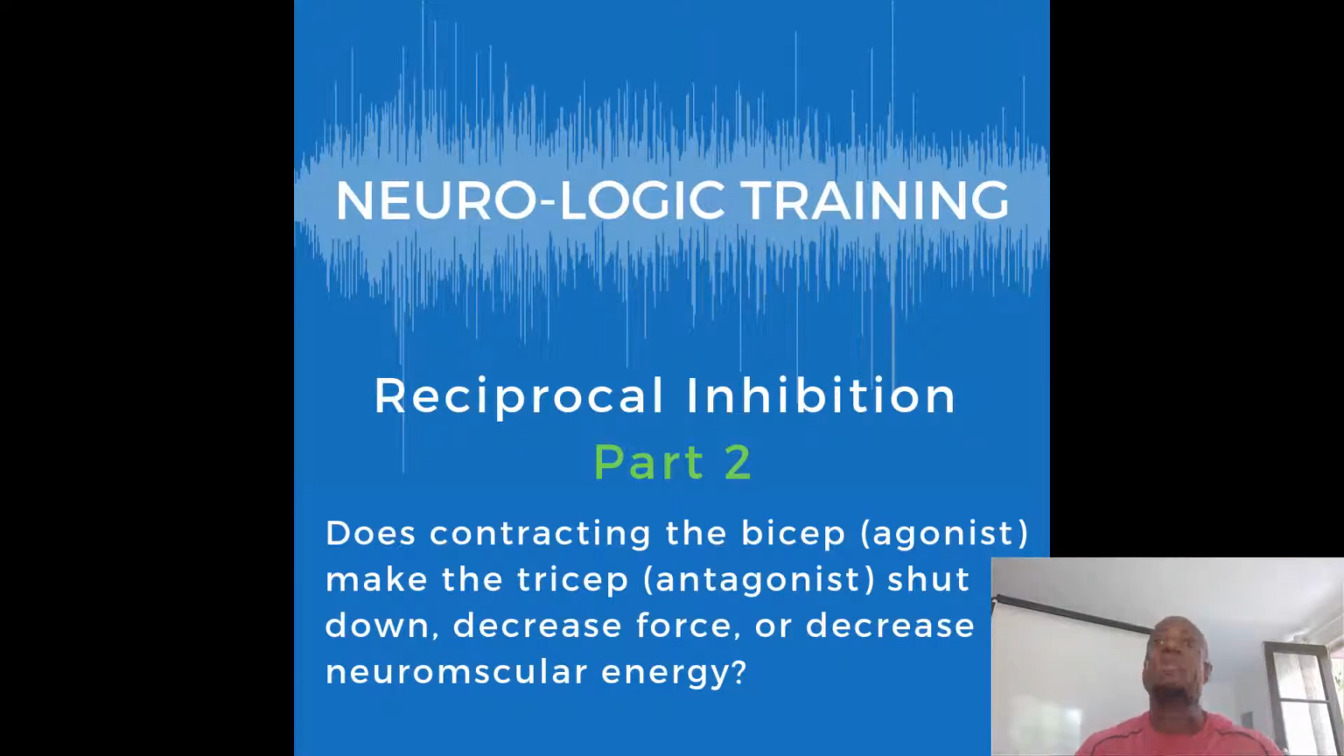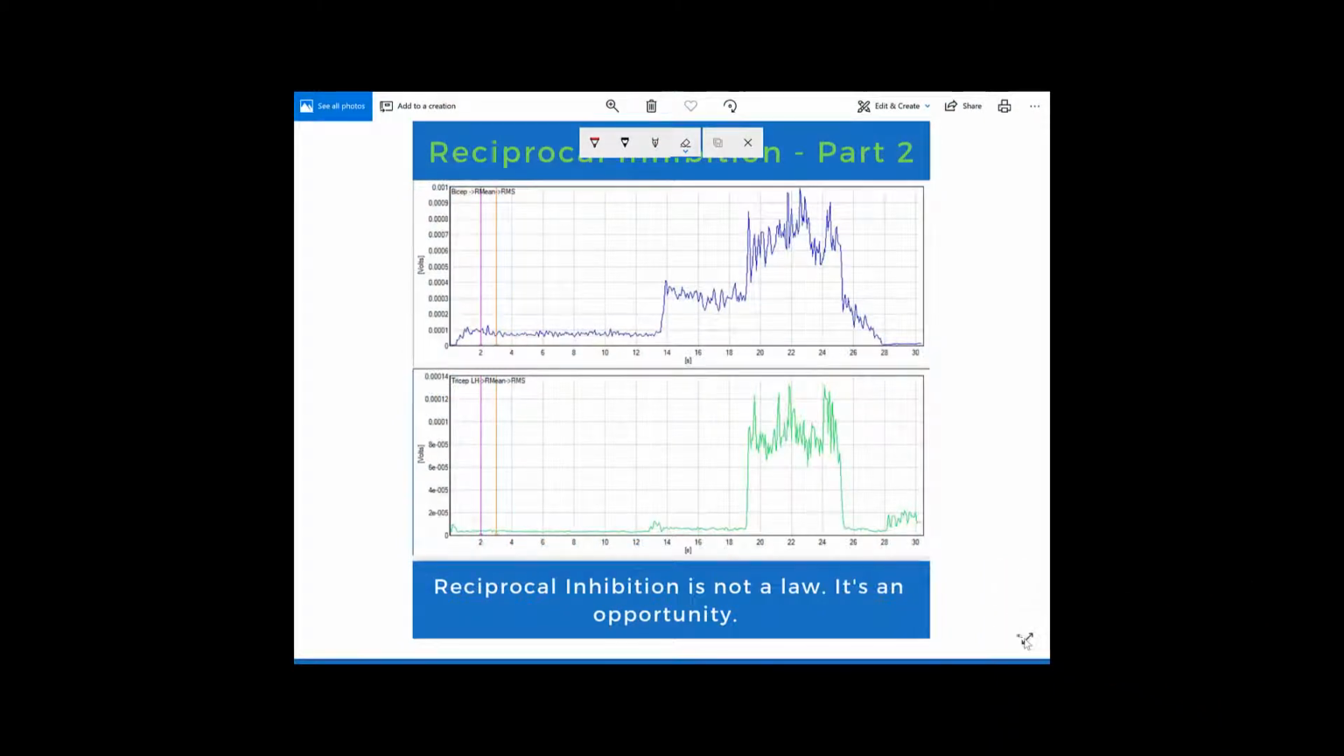So I figured, hey, let's look at that. Let's look at this from the nervous system's point of view, okay? So in these two graphs, what we have are the representation of the graph. The top graph, the blue line, is the neuromuscular energy being used by the bicep, and on the bottom graph, the green line is the neuromuscular energy being used by the tricep. Now, for this experiment, I had a probe on my bicep and one on my tricep, the long head.